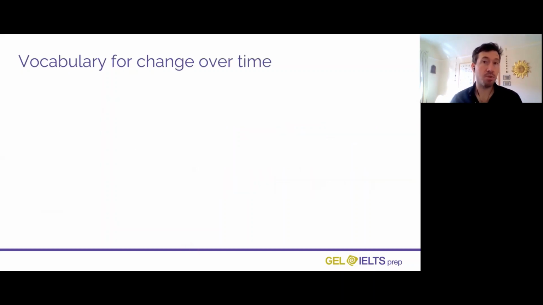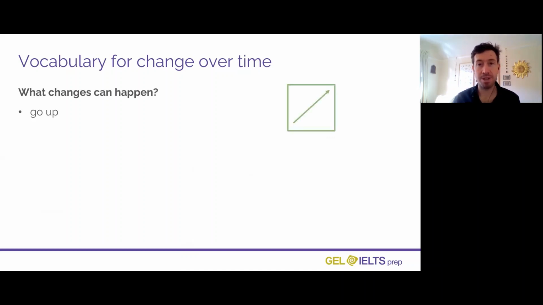So let's start with some vocabulary for talking about change over time. Well, the key things really are what changes can happen. That's what we need to know. And there's basically 4 changes. It's quite simple. Things can go up, which will be represented by this. The data or the number can go down. That's another thing that can happen, right? Which we'll represent as this.